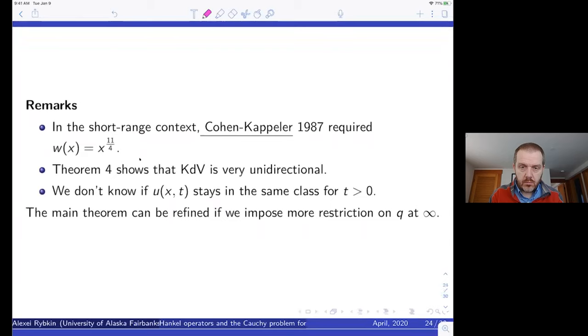And also theorem four shows again the very unidirectional structure of the KdV equation. So basically it means we don't really care about imposing a boundary condition at minus infinity no matter what.